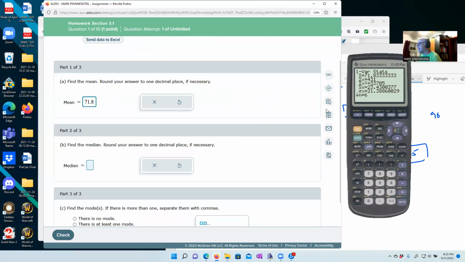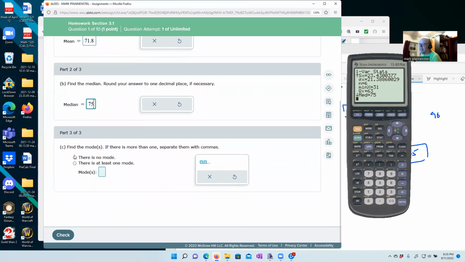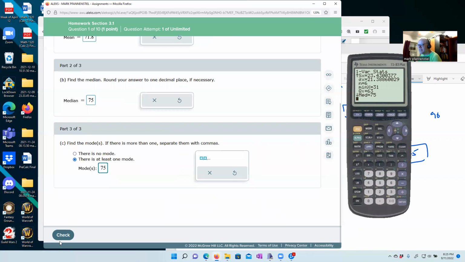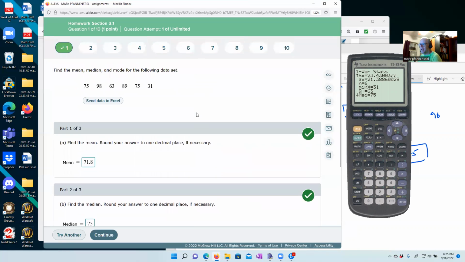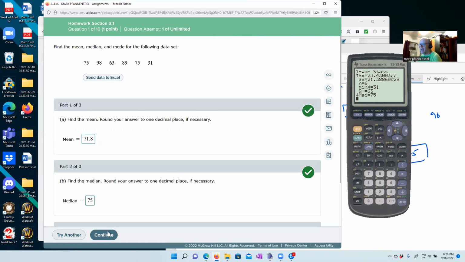Find the median. What did they say that was going to look like? I'm just using the down arrow to go through. We knew it was 75. We also did this by hand just to make sure. And then there is at least one mode that was also 75. And then we'll go ahead and say check, and cross fingers, and it looks like we're okay. So that's our first problem. We'll say continue.